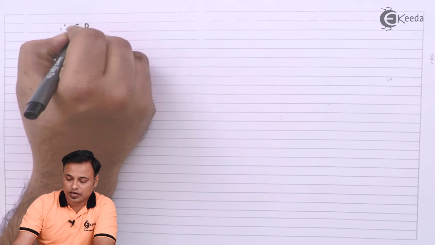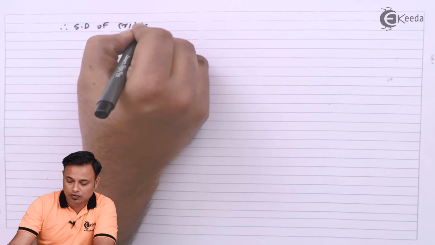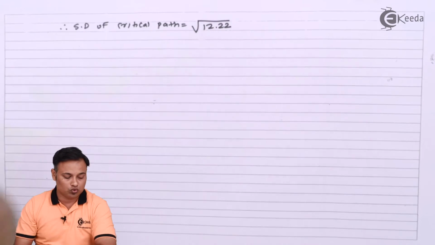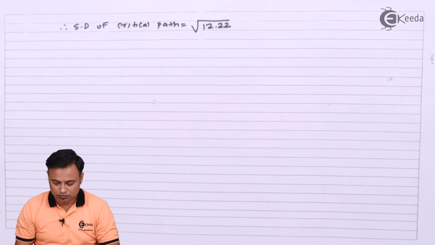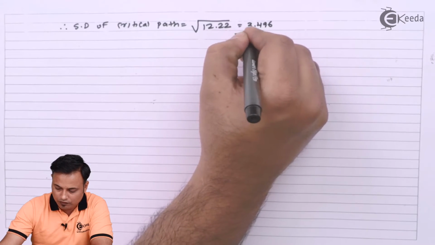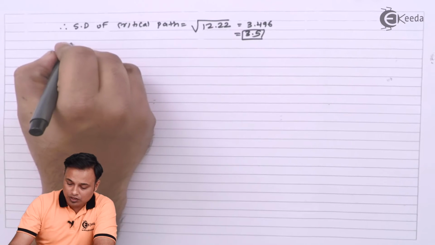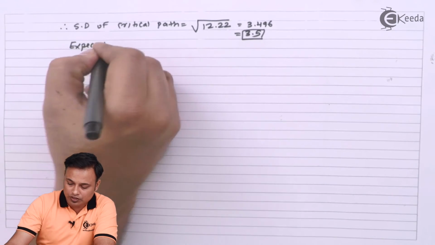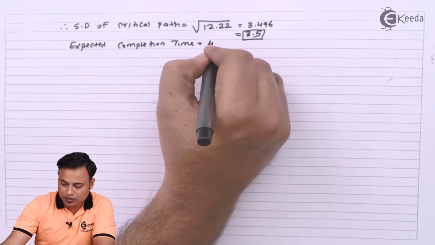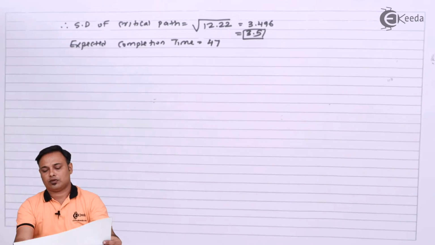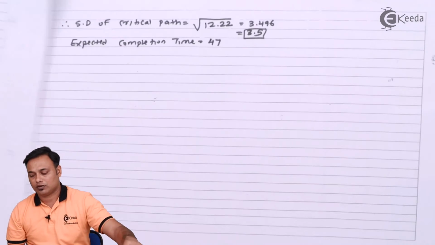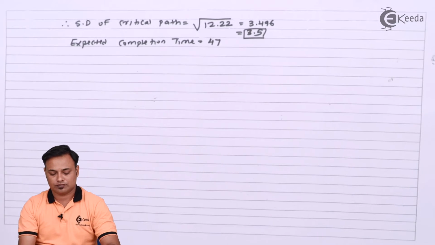Therefore, standard deviation of the critical path will be the square root of 12.22, which comes to about 3.496, which I can write as 3.5. So I got the standard deviation. I already know the expected completion time. The duration of our critical path was 47, and that will be the expected completion time. That is what I have written here, 47 days.